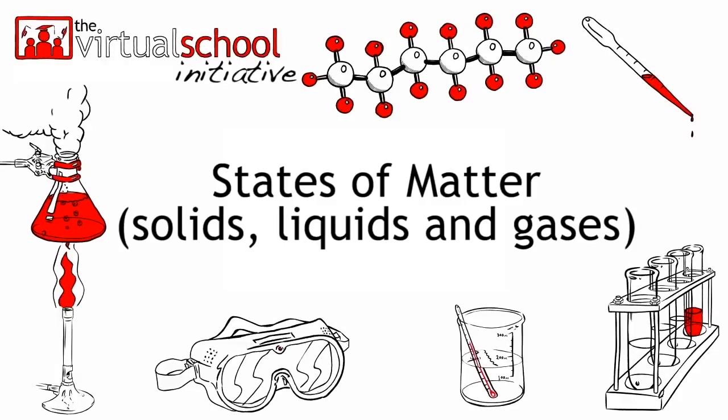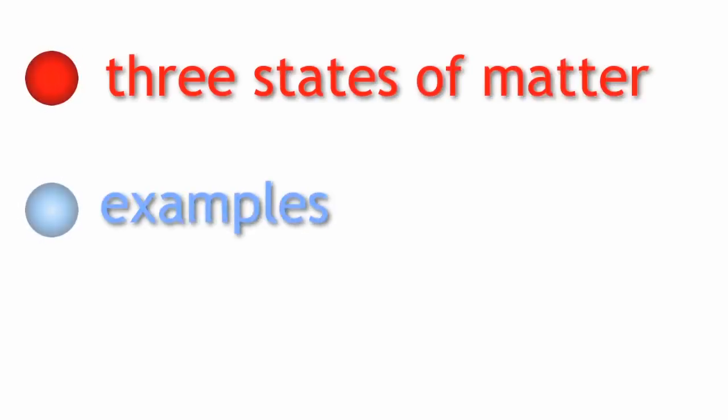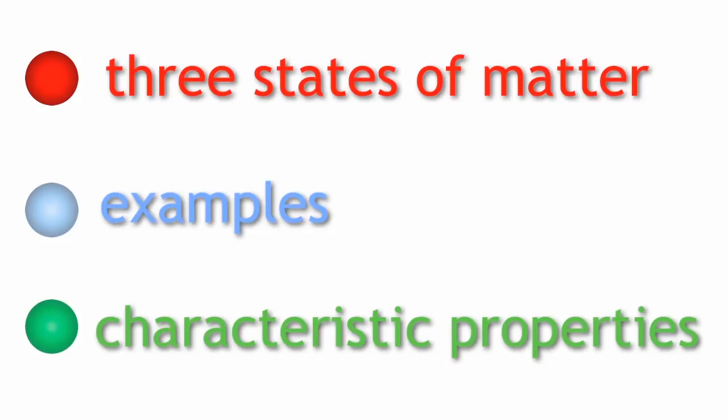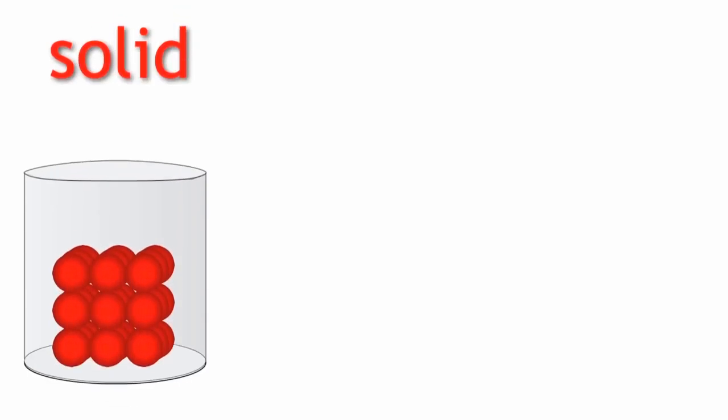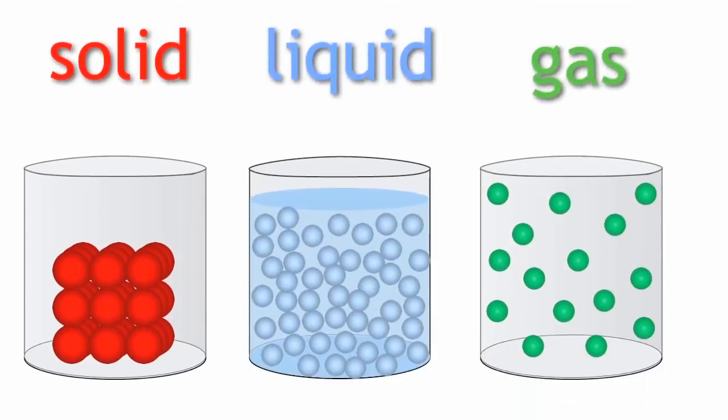States of matter. In this video you are going to learn what the three states of matter are, some examples of each state of matter, the characteristic properties of the three states of matter. The three states of matter are solid, liquid and gas. Let us look at solids.